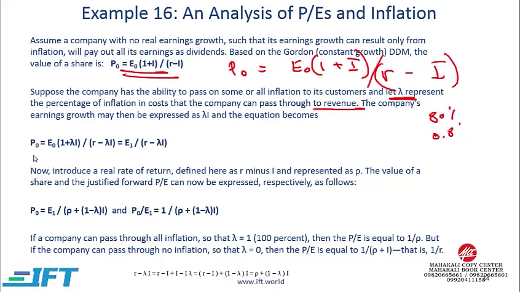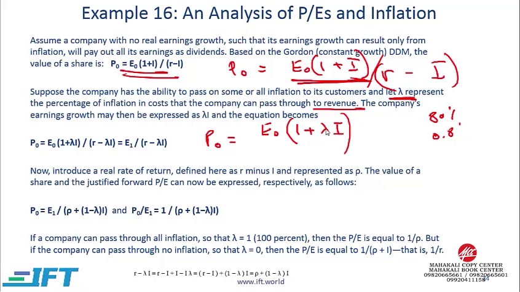Then what does E1 become? So in this example, earlier we said E1 is equal to E naught into 1 plus I. Now, what will you have? Now you will have E naught into 1 plus lambda times I. Why? Because now at what rate is your earnings going up? Is it going up purely at the inflation rate, or does it have to go up at less than the inflation rate? Less than the inflation rate, based on lambda.